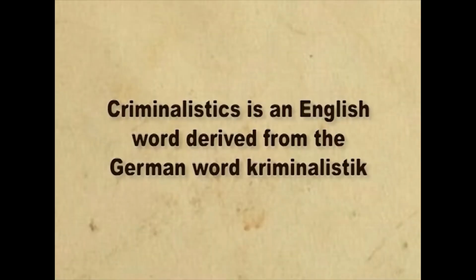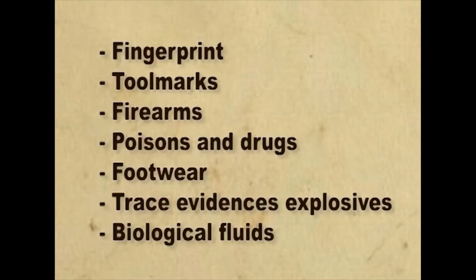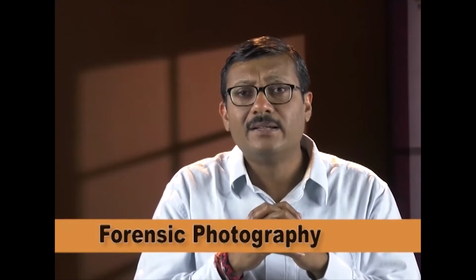Criminalistics. The term is sometimes used as a synonym of forensic science. Criminalistics is an English word derived from the German word Kriminalistik. This was used for the first time by Sir Hans Gross. It involves the collection and analysis of physical evidence at the scene of crime. Moreover, it also deals with various areas such as fingerprints, tool marks, firearms, poison and drugs, footwear, trace evidence, explosives and biological fluids.